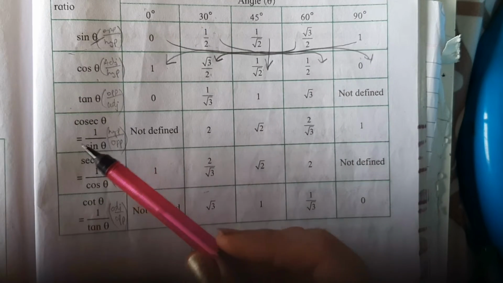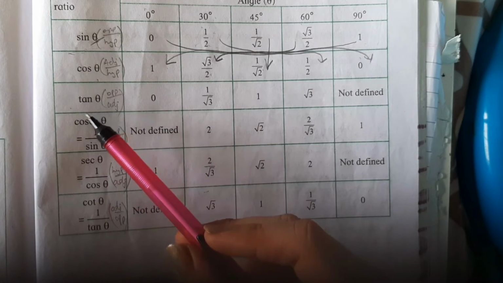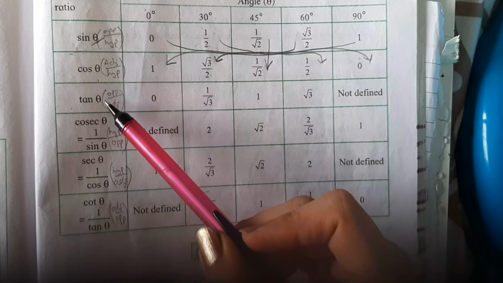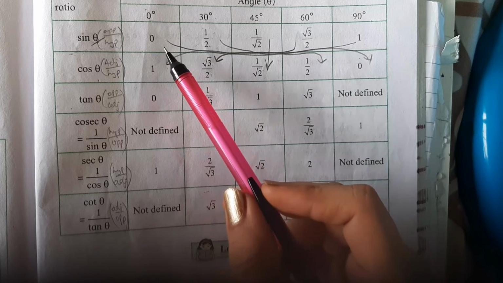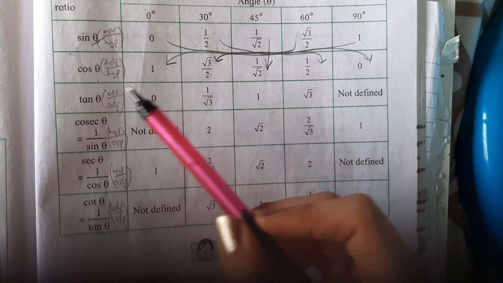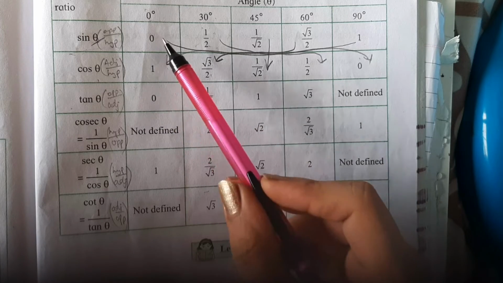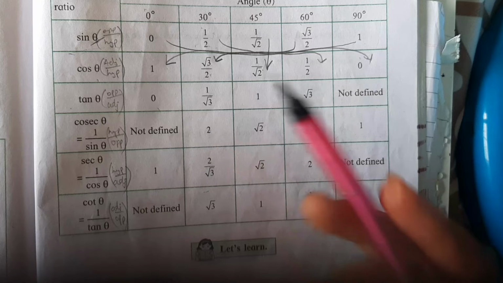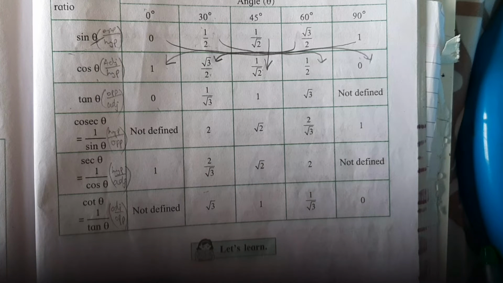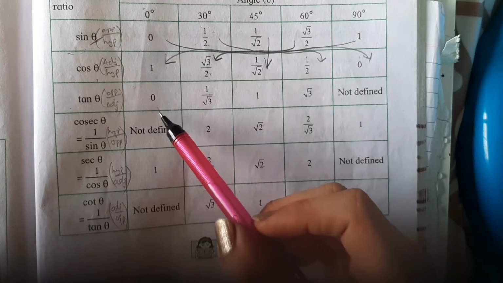Now for tan. We know that tan is sine upon cos. So what is sine 0? Sine 0 is 0. What is cos 0? It is 1. So 0 upon 1 is always 0. You should remember that if the numerator is 0, and the denominator is any number like 1, 2, 100, 1000, 2000, it is always 0. So tan 0 is 0.